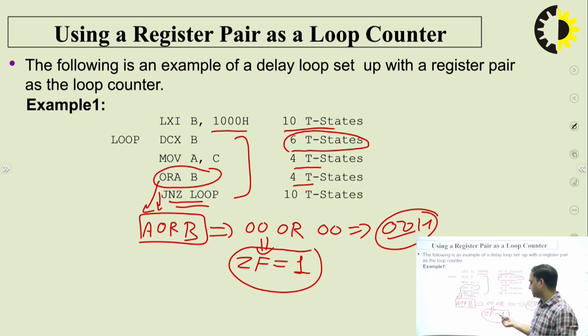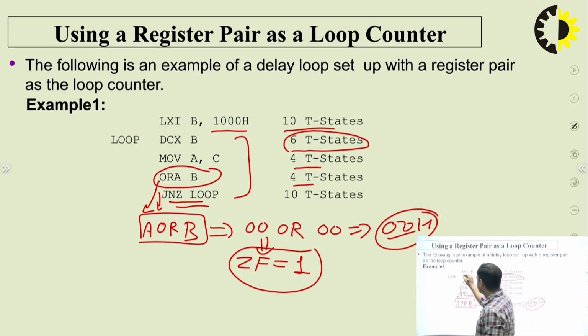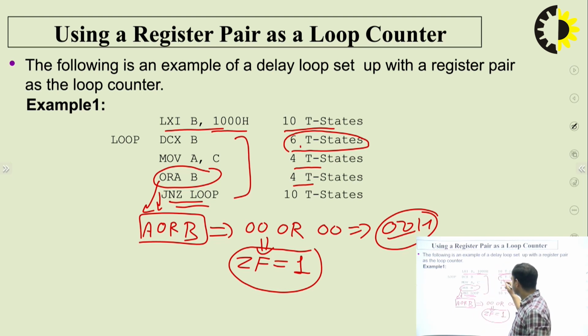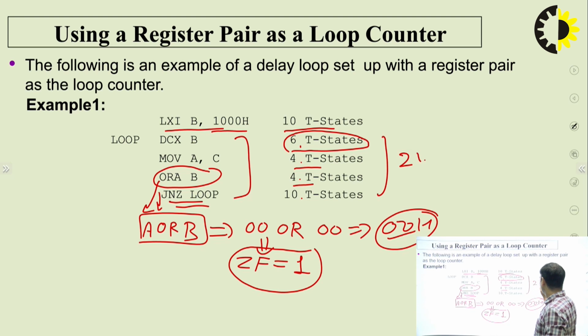If both are 0, then we are not going into the program side, we just want to know how to calculate the delay. So how do we calculate the delay? The outside delay is this one, LXI, 10 T states, and this value. So how to calculate? 6 plus 4 plus 4 plus 10, so this value is 24. Then this is 24 into this value.